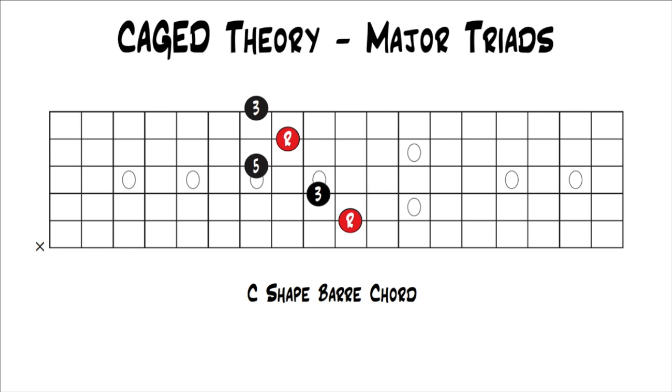This is part 5 from our series, CAGED Theory. If you'd like to go back and start at the beginning, you can click the link on the screen. So now we're going to take the CAGED system to another level, and that's look at how to find triads within these CAGED chords.